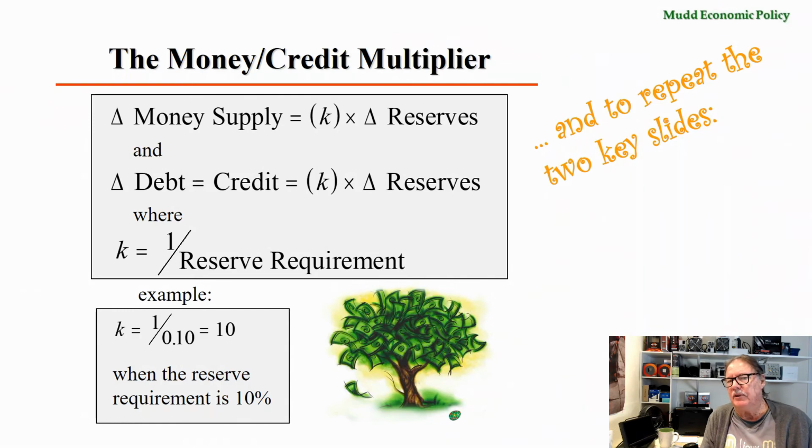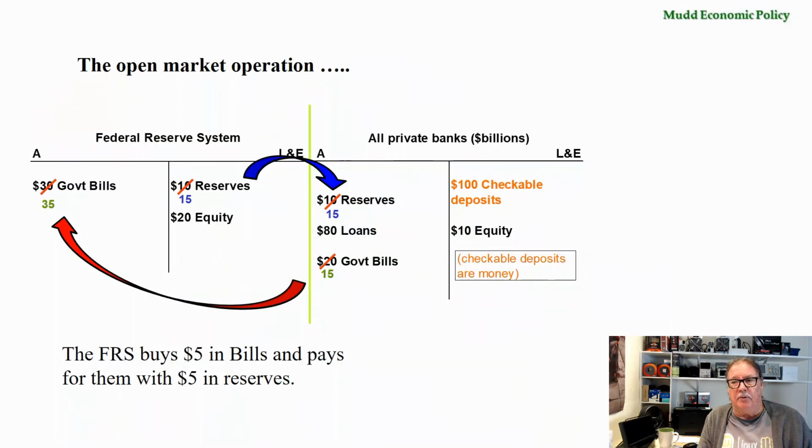But I want to repeat the 2 key slides so that you can think about them a little bit, because, as I pointed out in the last lecture, students don't quite see this the first time that they go through it. You're not quite sure what's going on. You don't know the definition of reserves. If you loop through it a second time, it's perfectly understandable, I think. So rather than have you watch this long video twice, I'm going to repeat the 2 key slides to make sure we understand it. The first was the open market operation itself.